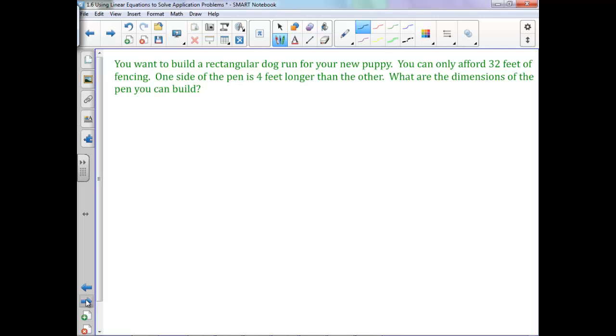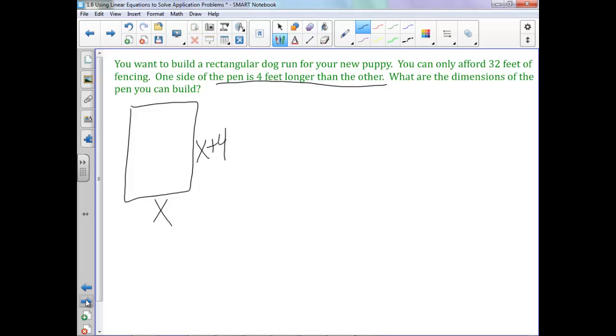Now we're going to build a rectangular dog run. So we've got a puppy, it needs some place to run. So we're going to build a rectangular dog run. We know we've got 32 feet of fencing. So that means all the sides together can only equal 32. And we know one side of the pen is 4 feet longer than the other. So we don't know what this side is, but we know that the other side's 4 feet longer. We also know it's a rectangle, so that one will be x and this one will be x plus 4.